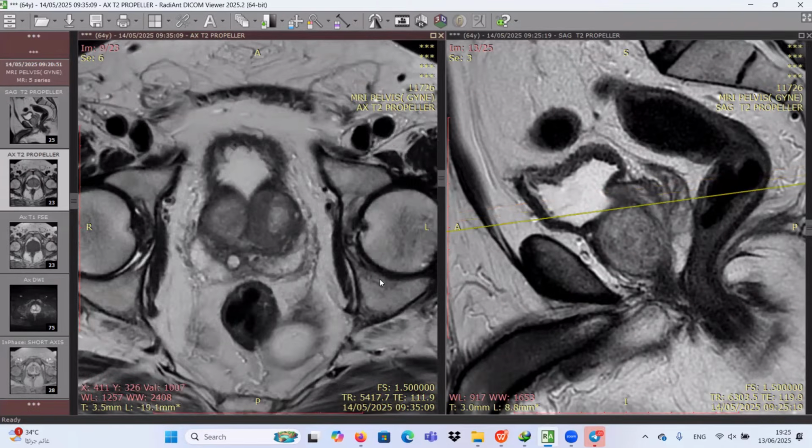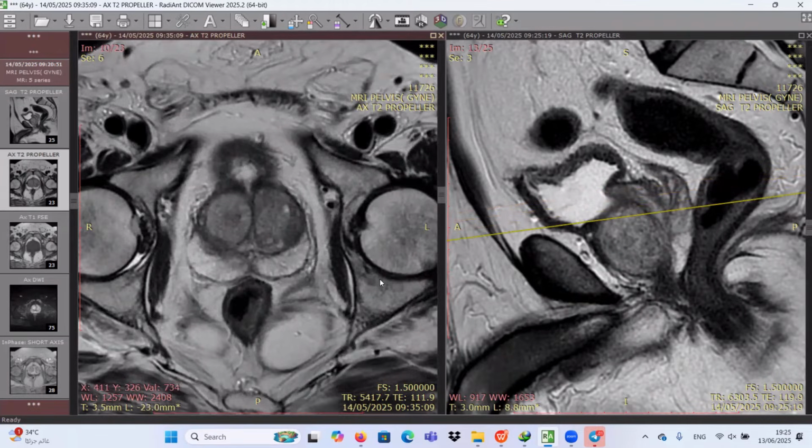If we go more down here, the central zone is almost finished. So we have here, this is the transition zone on the left side, and this is the transition zone on the right side. We have TZA, TZB, TZA, TZB, and we have also, this is the peripheral zone.